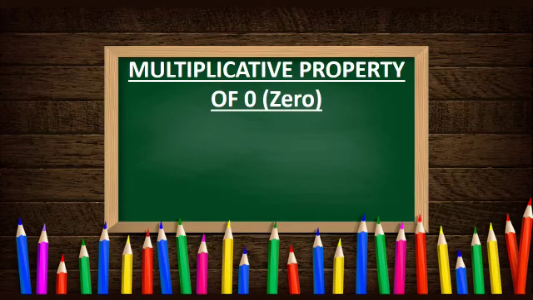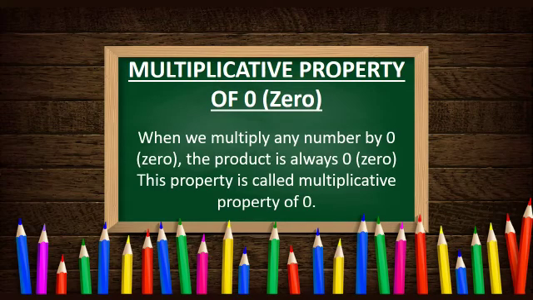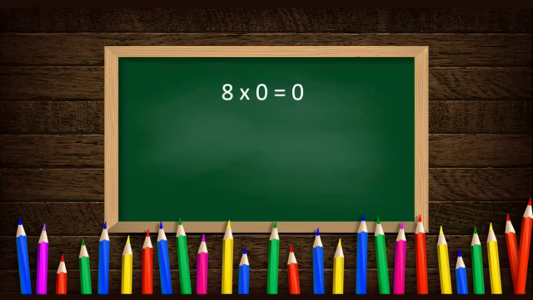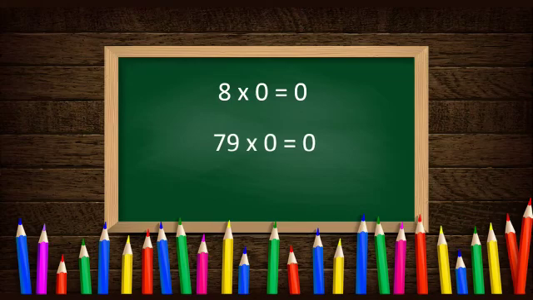Multiplicative property of 0. When we multiply any number by 0, the product is always 0. This property is called multiplicative property of 0. Let us see a few examples. 8 multiplied by 0 is equal to 0. 79 multiplied by 0 is equal to 0. 500 multiplied by 0 is equal to 0.